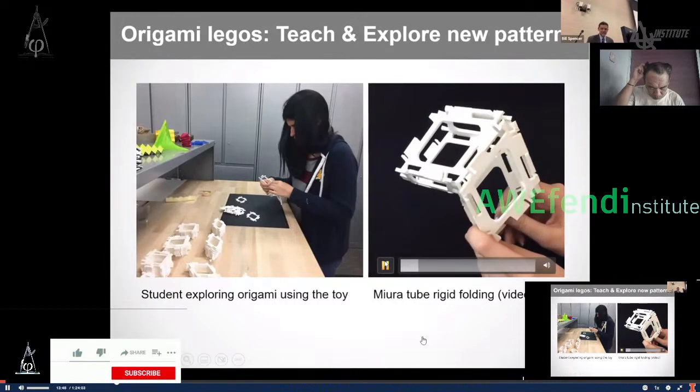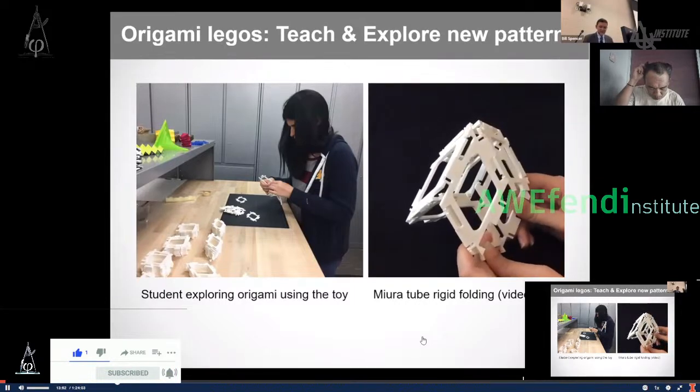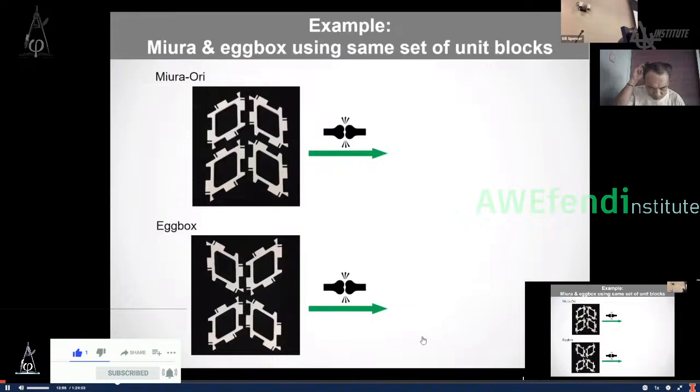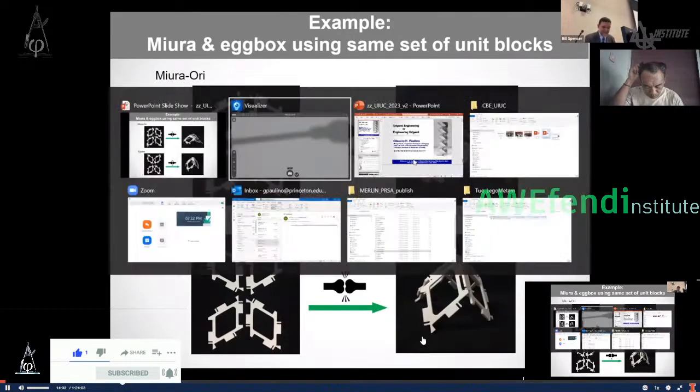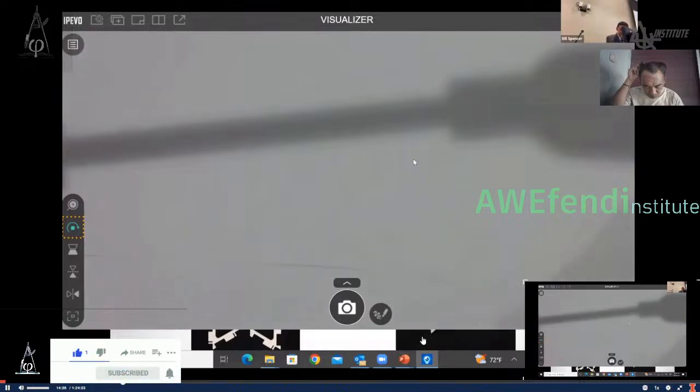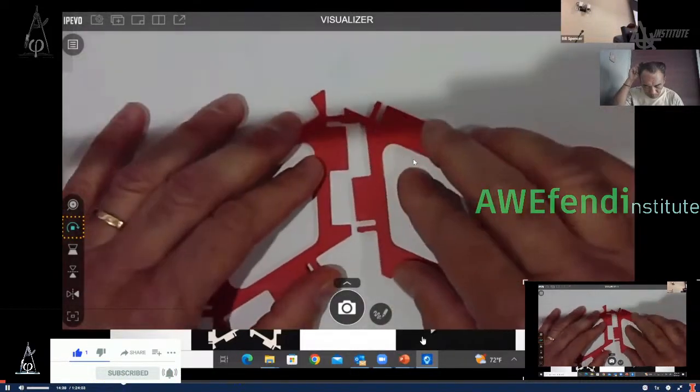And here is Larissa, for example, making a Miura with the Legos. I am going to talk a lot about the Miura configuration, that is this configuration that you see here, and about the egg box configuration, that is this configuration that you see here. In the class, the students have to play with the Legos, and you can see here that if you assemble them in this way, you get a Miura, that way you get the egg box, and maybe very quickly here, I could give a demo, and they do this in class, for example.